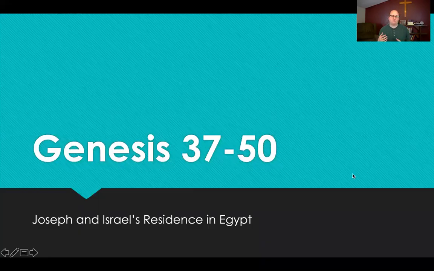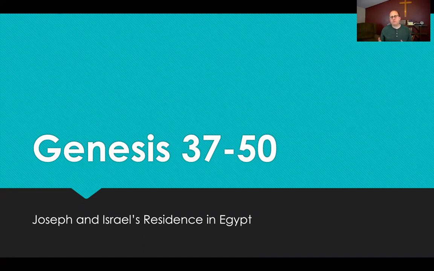Genesis 37 through 50 is connected to chapters 12 through 50. It is the story of Abraham, Isaac, and Jacob's family. But 37 through 50 takes a different tone, a different way of storytelling. It reads more like a short story than a family novel, as we've been reading in Genesis.